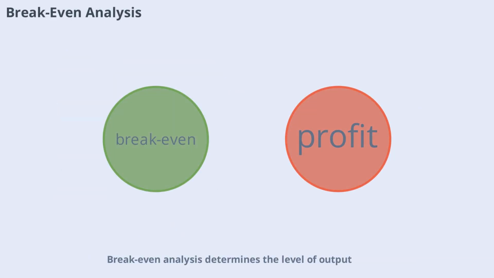Break-even analysis determines the level of output at which total revenue equals total cost. This tool helps firms understand how much they need to sell to cover expenses and start making a profit, guiding pricing and production decisions.